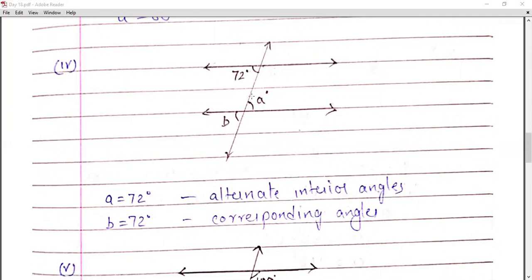72 and angle A are alternate interior angles. Hence A is equals to 72 degree. B and 72 degree are corresponding angles. So B is equals to 72 degree.